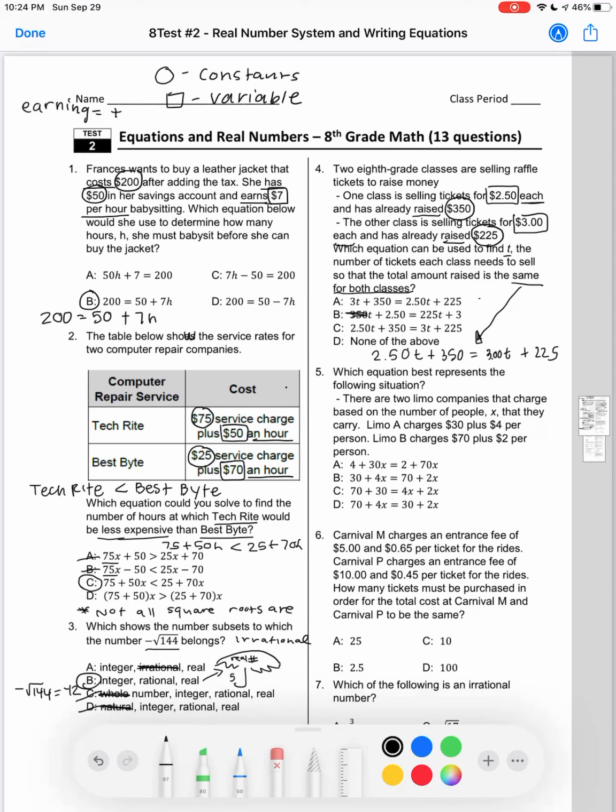And this one here, they mixed up the numbers. This should be over on this side, and this should be with this one. So we're left with that answer.